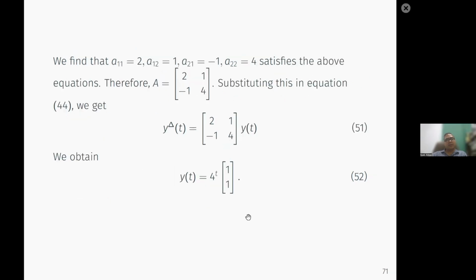And we can see that a11 is 2, a12 is 1, a21 is minus 1, a22 is 4 satisfy these equations. And hence, in this case, the matrix A is given by 2, 1, minus 1, 4. And if you substitute this in the equation, we get y del t is 2, 1, minus 1, 4 times y(t), and we obtain y(t) equal to 4^t times y1, which is a solution in this case. So we can recover both in this case.